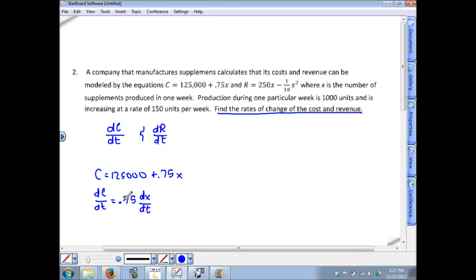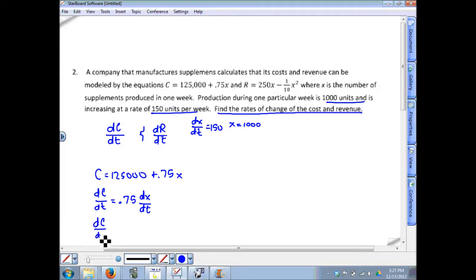Now this comes from section 2.8, which is called related rates. We're asked to find one rate here, dc/dt, but we're going to have to use another rate, dx/dt. Now x is units, so dx/dt is the change of units per week. Well, it's changing at a rate of 150 units per week, so dx/dt is equal to 150, and then here production during one particular week is 1,000 units, so at that moment x is equal to 1,000.